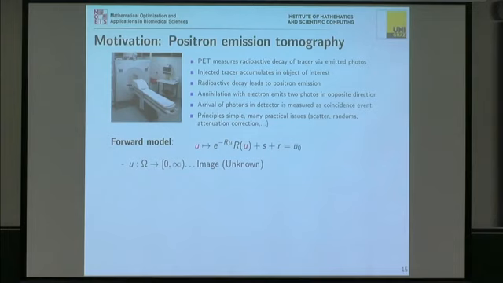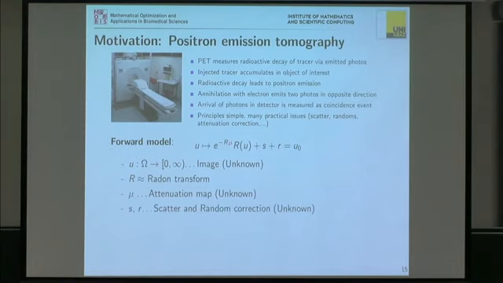So for this reason you have the following forward model. You have your image U, which is the unknown. Then you have a forward operator, which is essentially the Radon transform. You have an attenuation map that is a priori unknown, but you estimate it from the data. And you have a term for the scatter and random correction, which is again a priori unknown, but as I said, we typically assume these two to be given because the PET machine gives you a rough estimate of these two quantities.